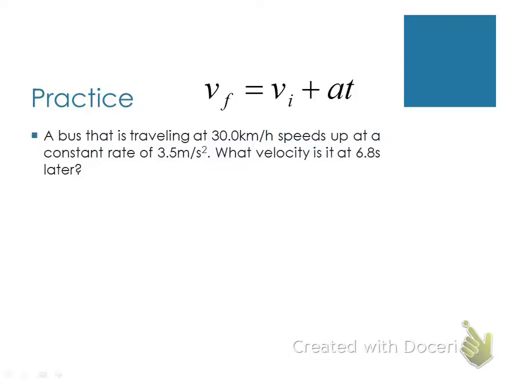So let's practice one with this equation. Okay, so this says a bus is traveling 30 kilometers per hour. It speeds up at a rate of 3.5 meters per second squared. What velocity is it at 6.8 seconds later? Okay, so let me kind of show you how we can go about solving these problems, or what I think the best method is to start solving these.